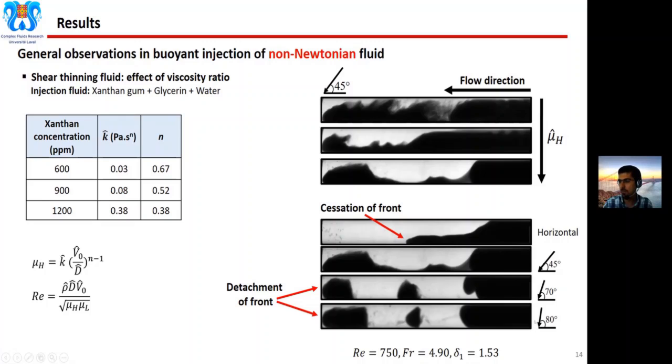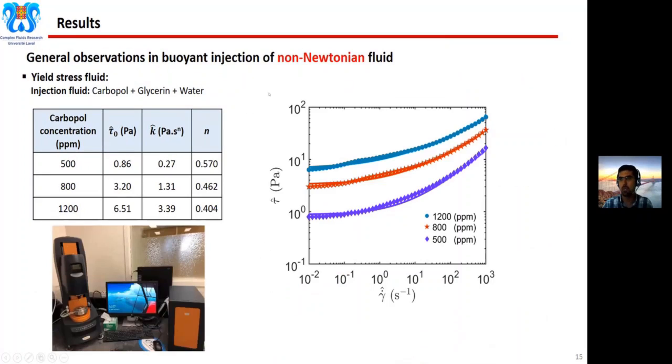For the effect of inclination, you can see we have changed the inclination from horizontal to near vertical. As the inclination increases, the heavy fluid detaches from the rest of the fluid. Also, in the horizontal configuration, the front of the fluid stops flowing. These are the phenomena that we saw for the first time, and we are working on them to quantify these parameters. We also used a yield stress fluid, which is a solution of carbopol, glycerin, and water.